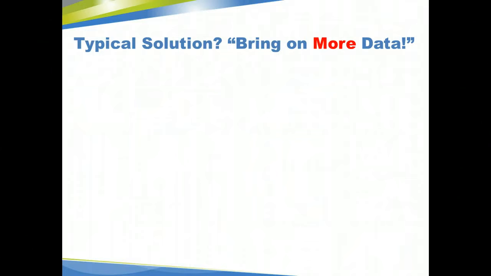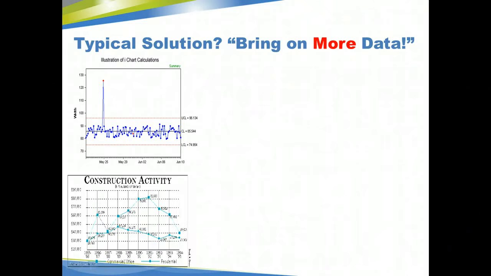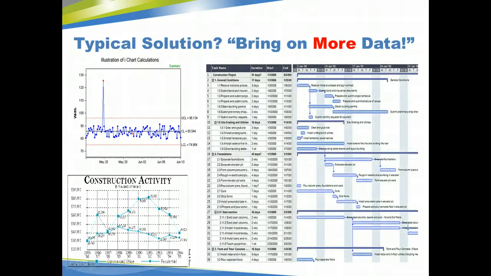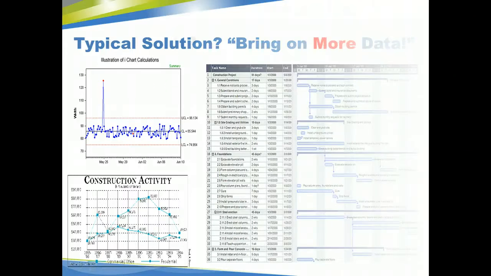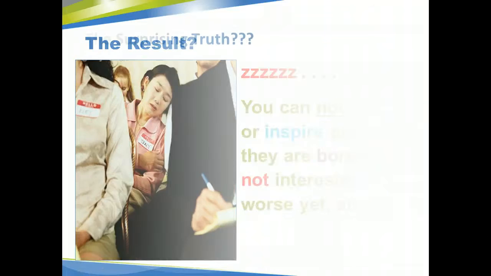What do most people try to do when they want to convince you of something? Well, if you're resistant, they usually bring out more numbers, more facts, more details, and they pile on all the data trying to convince you. What's the result with that when you pile on all the data? Yeah, exactly. You cannot motivate or inspire people if they are bored, worse yet, annoyed.